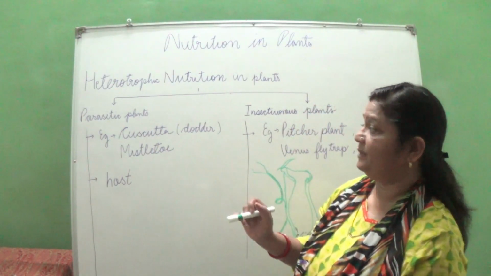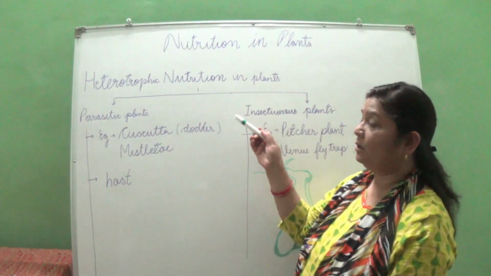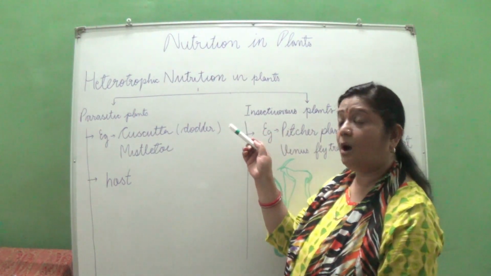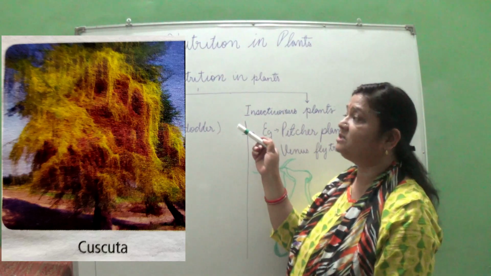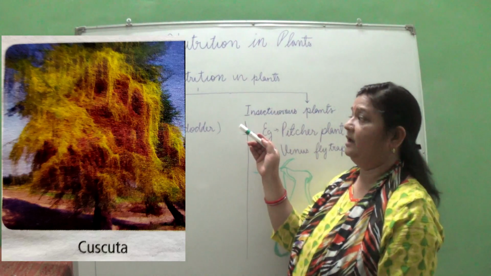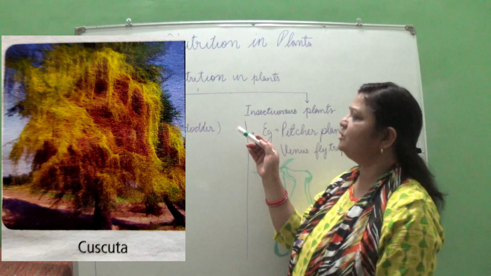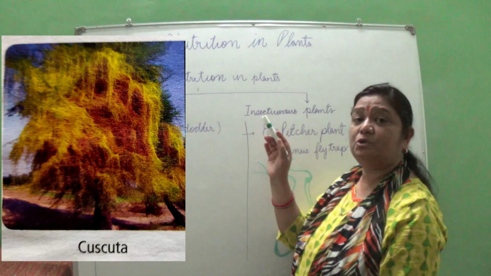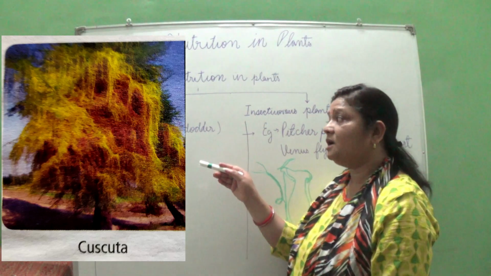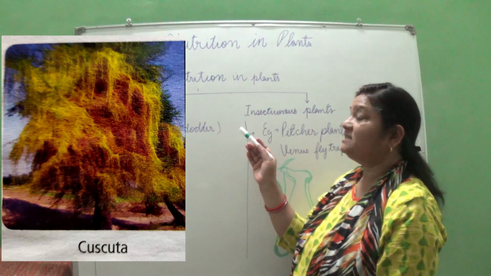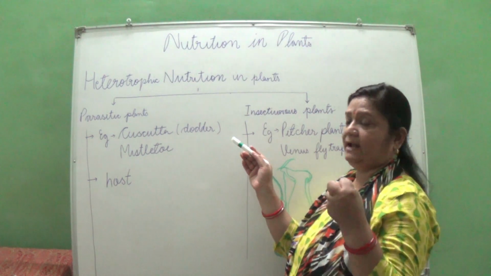The example of parasitic plants, as you can see on the board, is Cuscuta or dodder. You can see in the picture, these are wire-like structures which are yellow in color. So here it is unable to prepare its food. It is a total parasite, and it takes the food from other organisms by sucking the food from that organism.